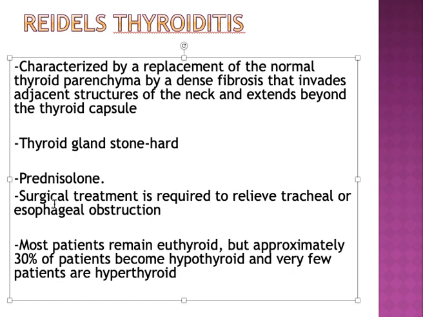Okay, and because it damages, or you can say invades, the adjoining structures. Anatomically, the thyroid is placed in front of the trachea, and behind the trachea there is the esophagus. So Riedel's thyroiditis can simply involve the trachea or esophagus, and it can cause obstruction. So most of the patients who have Riedel's thyroiditis simply need surgical management to relieve that obstruction, because it could be life threatening.